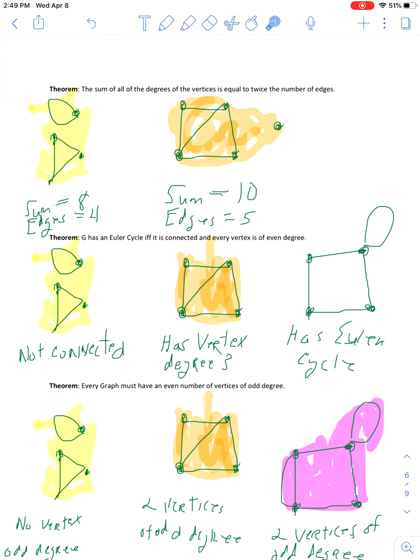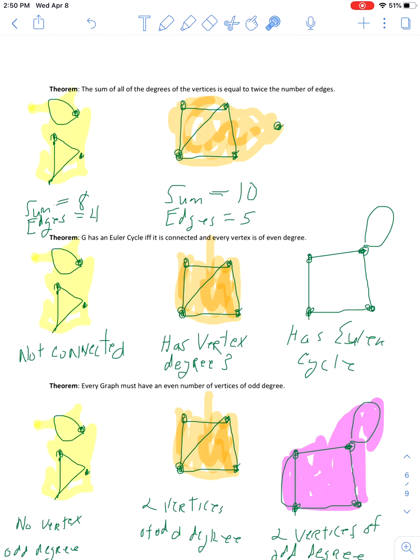Okay, the next theorem we have has to deal with an Euler cycle. When do you have an Euler cycle? The answer is, according to this theorem, that you have an Euler cycle if and only if, number one, it has to be connected. That means you have to be able to walk from any vertex to any other vertex. And finally, every vertex has to be of even degree. So if I have one vertex of odd degree, then this theorem tells me I do not have an Euler cycle.